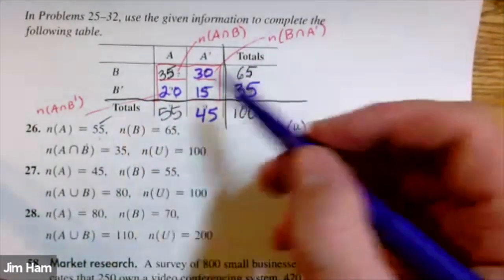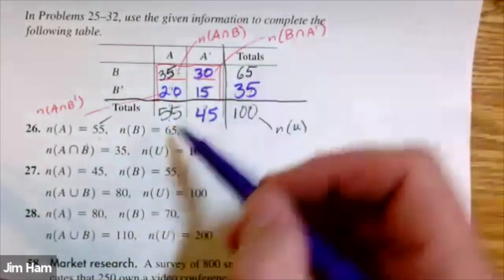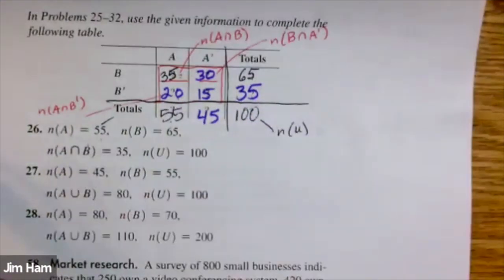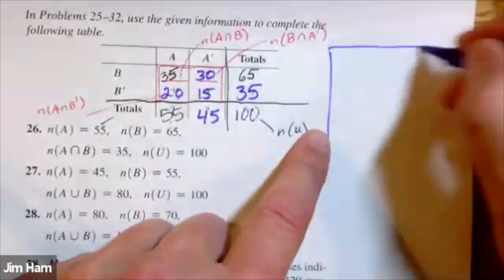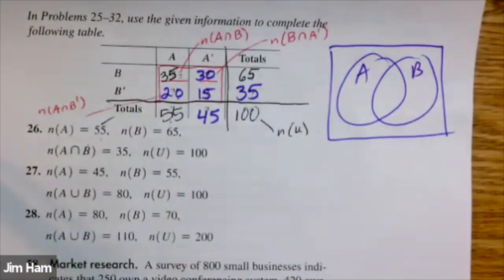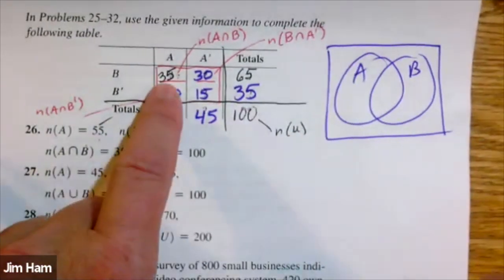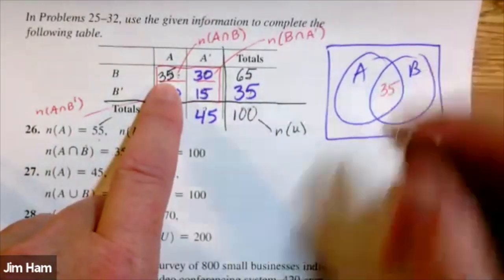So we were given these numbers in black here from our 4 clues, and with those, we could fill out the rest of the table. Now let me show you where this appears on a Venn diagram. So if you're having difficulty with the Venn diagrams, you might want to go to this table approach, because A intersect B is right in the middle.